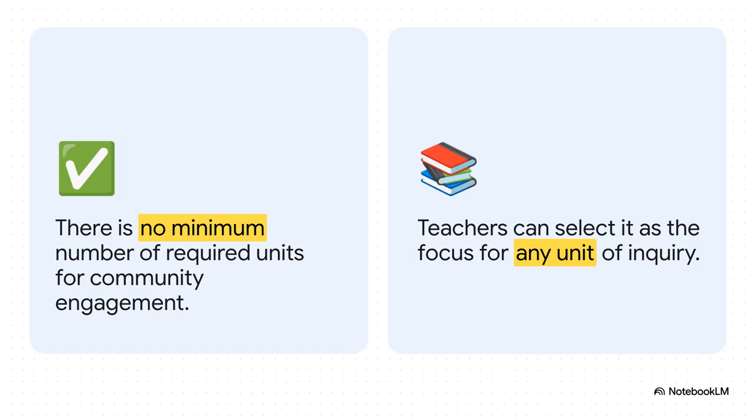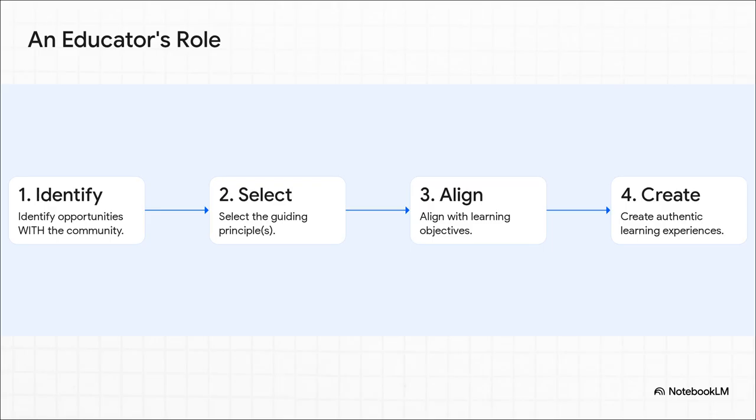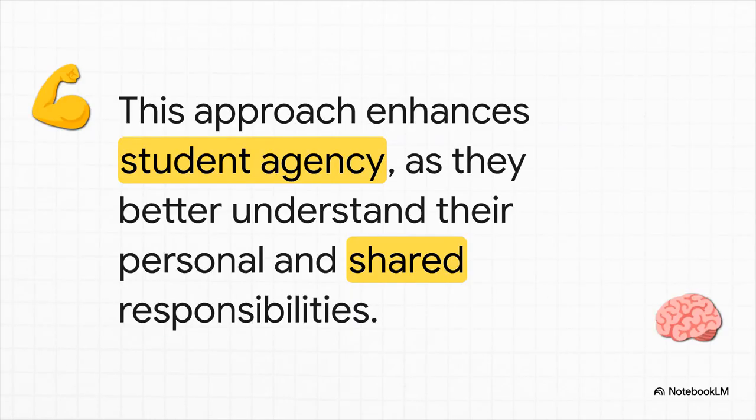The possibilities are huge. So in this model, teachers really become facilitators. And notice that very first step, it's about finding opportunities with the community. That's so important. It's a partnership right from the start. From there, the teacher helps select the guiding principles that fit best and make sure everything lines up with the learning goals of the unit. And one of the biggest wins of this new structure, it massively boosts student agency. When students are involved in the whole process, from the first question to the final action, they get a much deeper sense of their own responsibilities, both personal and shared. It empowers them to really take ownership of their own learning.